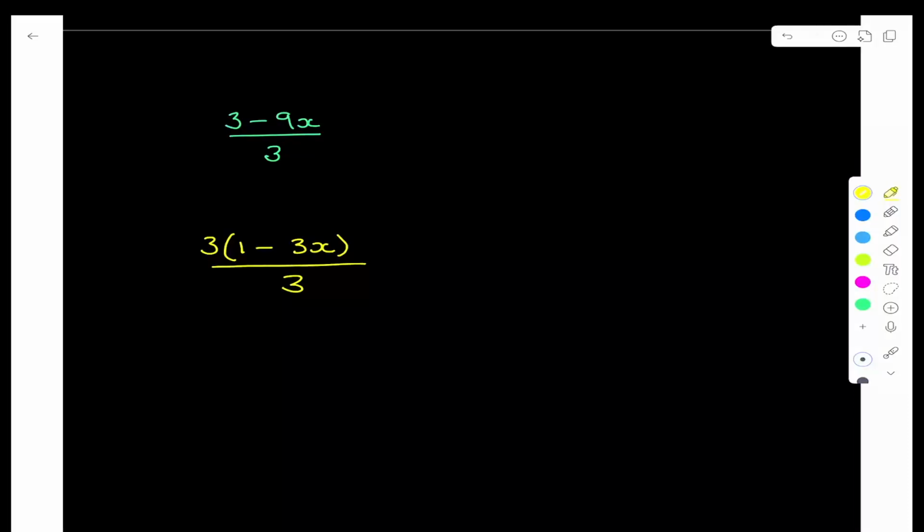Now hopefully you can see you could cancel those 3s out. We couldn't cancel initially over here because you can only cancel when it's a times. That's why we have to factor out the 3, and then it's 3 times this value, so we can cancel it out. So my final answer would be 1 take 3x.